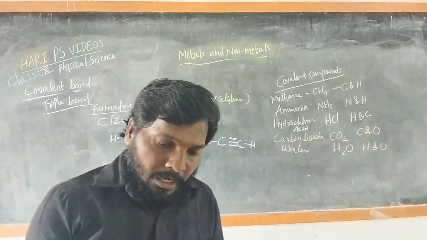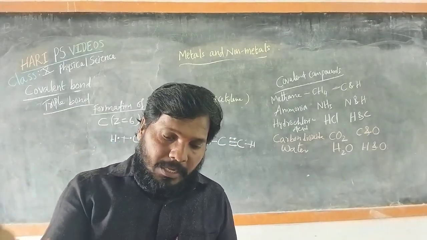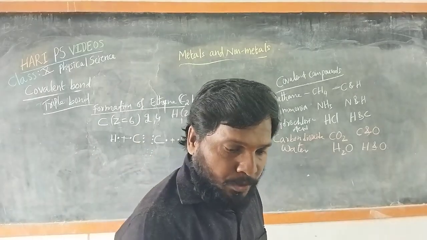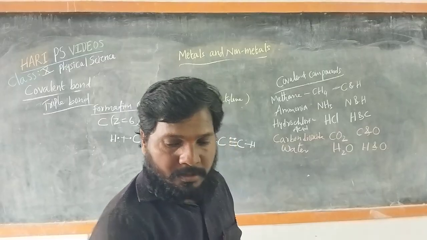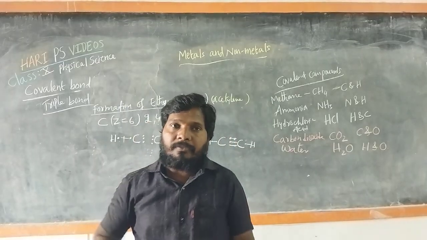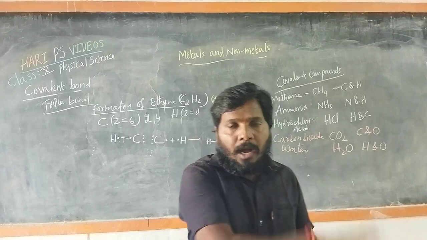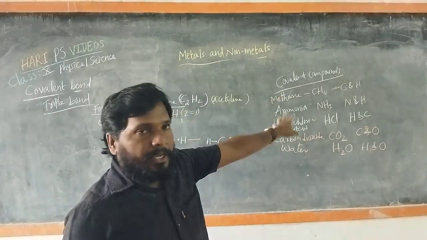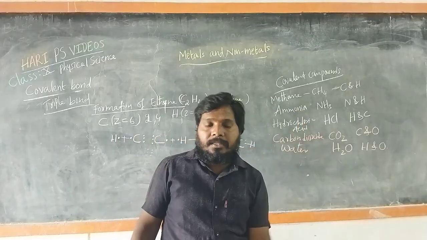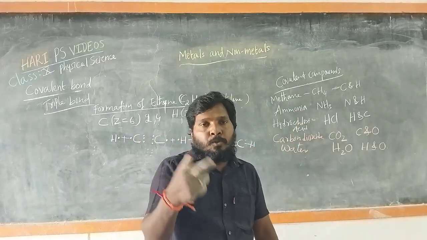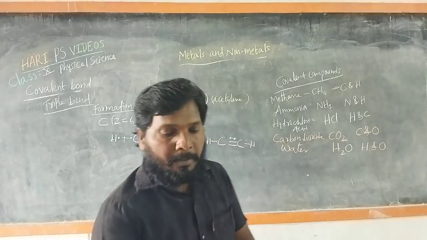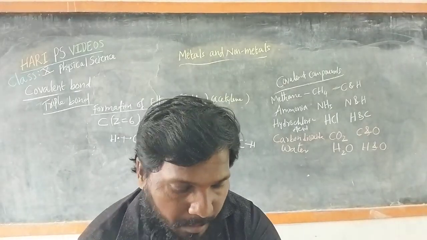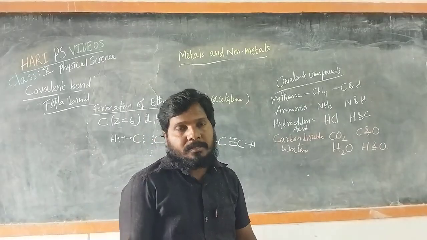So ammonia, alcohol, hydrogen sulfide, carbon disulfide, carbon tetrachloride, glucose, cane sugar, urea are all examples of covalent compounds, because these molecules are formed by sharing electrons, either one pair, two pairs or three pairs, whatever it may be. Then, coming to the properties of covalent compounds.